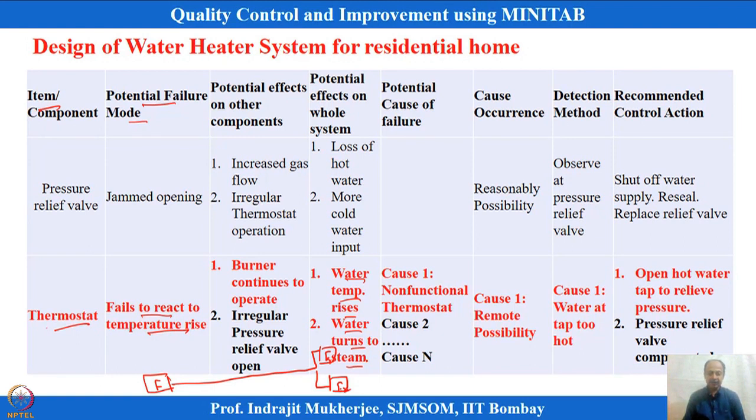Okay. So anyway, we are talking about the potential effect of the failure. Whenever there is a failure mode, there is an effect on the whole system. And whenever there is a failure, it should be because of some causes. I have just identified, hypothetically, one of the causes: a non-functional thermostat. So what I am trying to say is that there is a potential failure that can happen because of certain reasons.